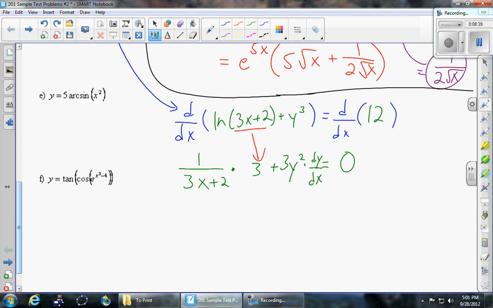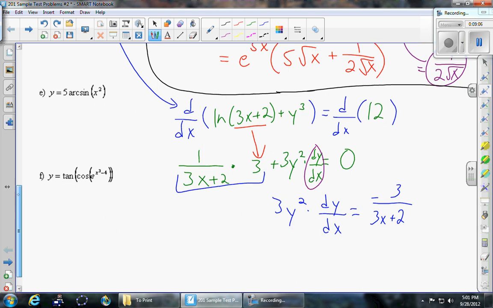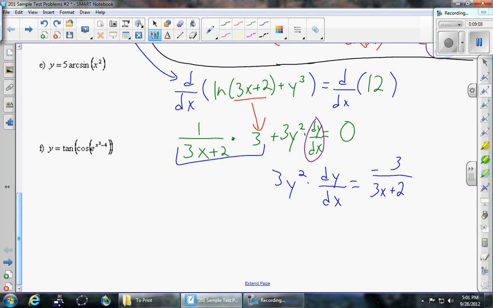Okay, there's no more calculus to do in this problem. There is some algebra because the goal, of course, is to solve for dy dx. So let's move all the other terms to the other side. So I will subtract all of this stuff from both sides, which will leave me 3y squared dy dx equals, and then all that stuff is going to come over here and become negative. I'll go ahead and put the 3 upstairs. And then to solve for dy dx, we divide both sides by 3y squared.